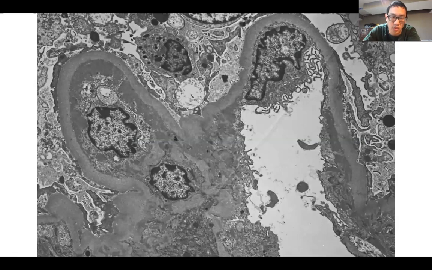All right, let's look for deposits. Where do you see the deposits here? Try and figure out where they are.